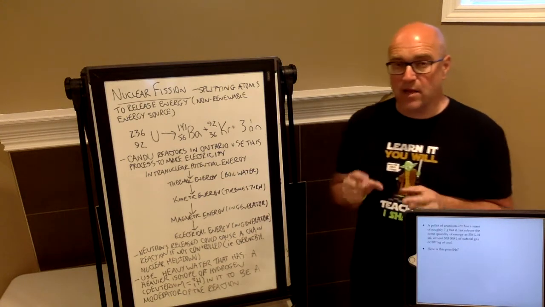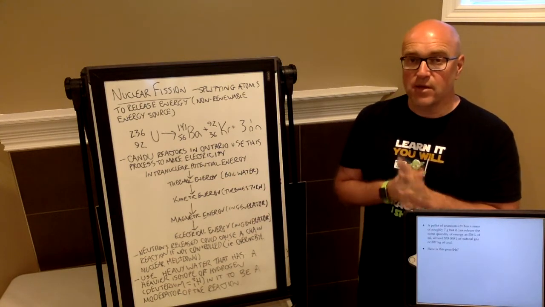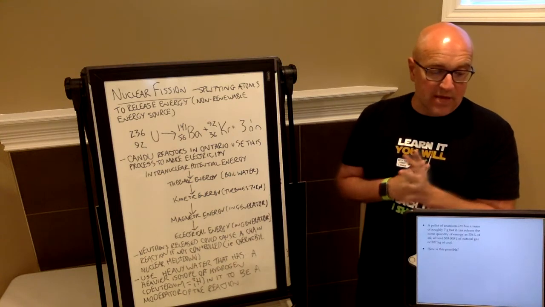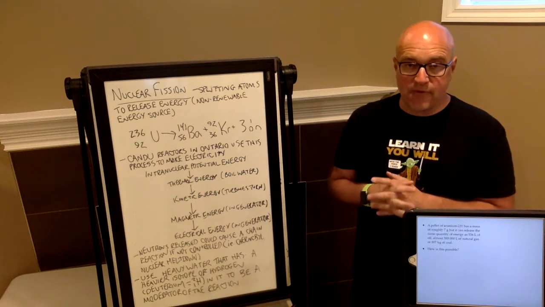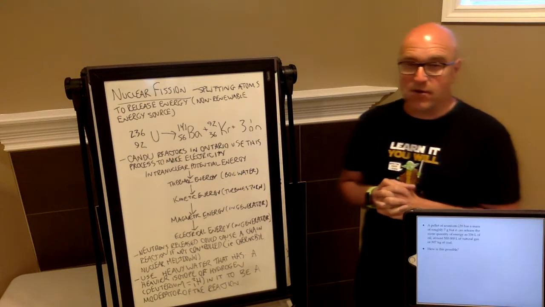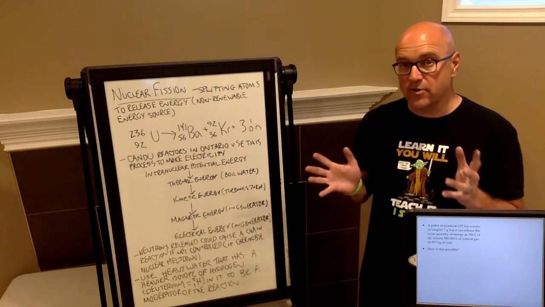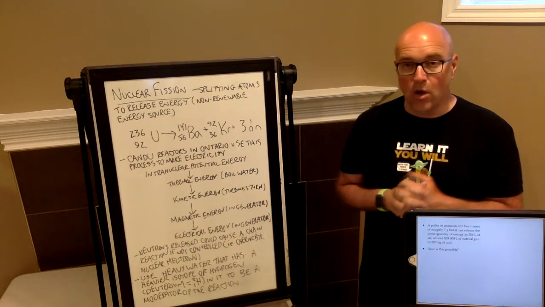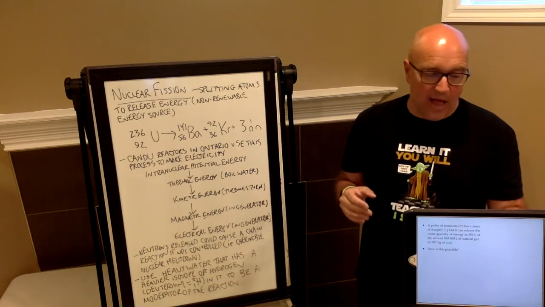So a very small pellet. This is a very small amount of uranium that's used in these reactors. But it can release the same amount of energy as roughly 556 liters of oil, or 500,000 liters of natural gas, or 807 kilograms of coal. How is this possible? How can this occur?